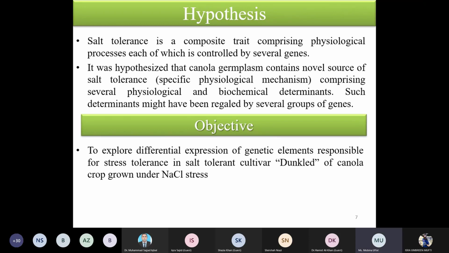Based upon this, we have hypothesized that salt tolerance is a composite trait comprising physiological processes, each of which is controlled by several genes. It is hypothesized that canola germplasms contain novel sources of salt tolerance, specific physiological mechanisms comprising several physiological and biochemical determinants. Such determinants might be revealed by several groups of genes, and our main objective was to explore differential expression of genetic elements responsible for salt tolerance in the salt-tolerant cultivar Dunkeld of canola grown under 200 millimolar NaCl stress.